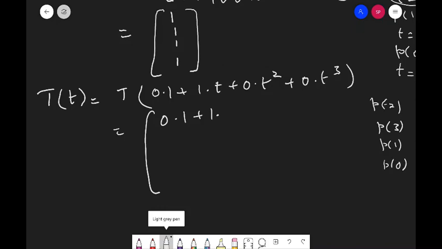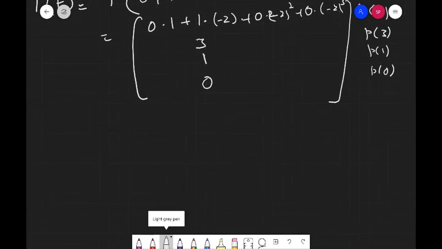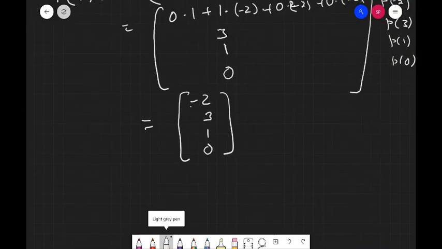So this is 1 into minus 2 plus 0 into minus 2 square plus 0 into minus 2 cube. So the next one is, see, wherever t is there put 3. Wherever t is there take 3. I think you can understand by this now. This will be, wherever t is there put 1, wherever t is there put 0. It will be simple if you understand the logic. So this will be minus 2, 3, 1, 0. Right? As we go on we will understand a more easier way to do it.